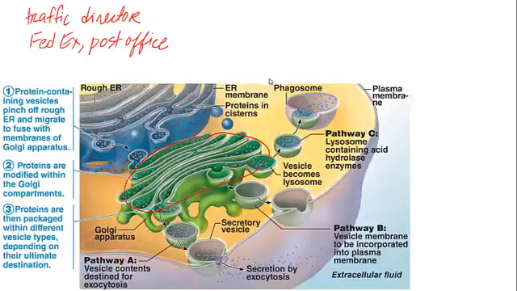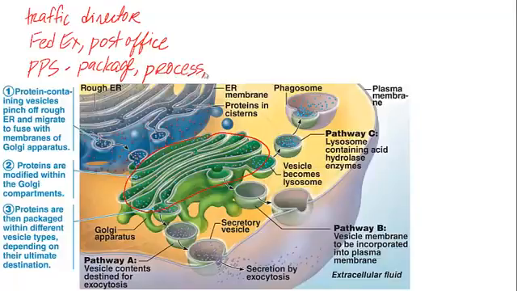It's going to take that incoming mail and package it, process it, and get it ready, and it will prepare it to be exported from the cell. So the mnemonic I like to remember is PPS, which stands for package, process, and sort. So what it does is it sorts these proteins and gets them ready to go to their final destination. So it modifies, concentrates, and packages these proteins and lipids to get them ready to be shipped out.